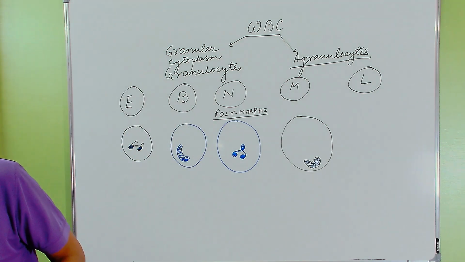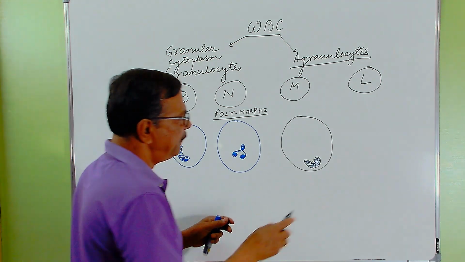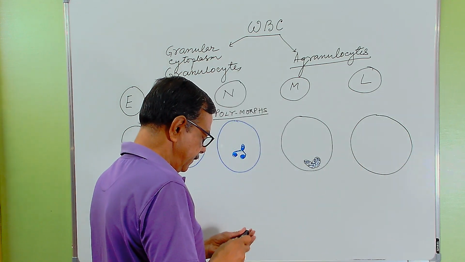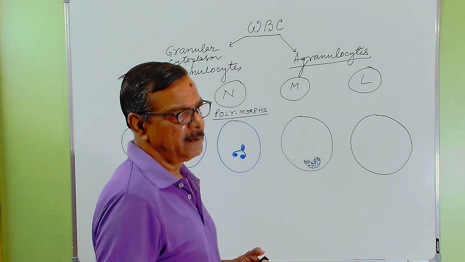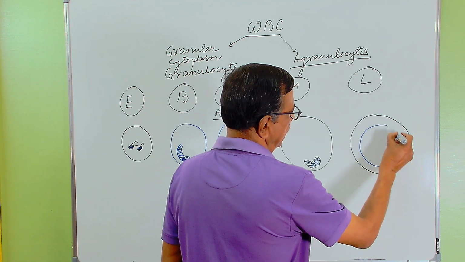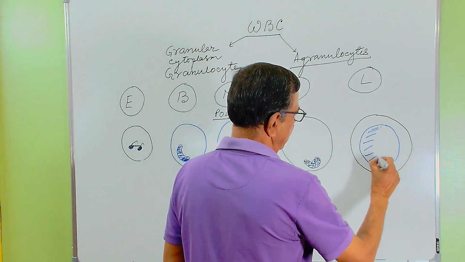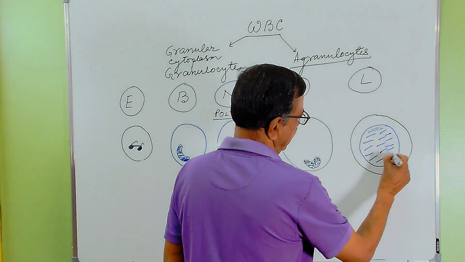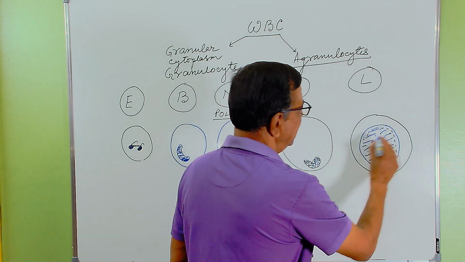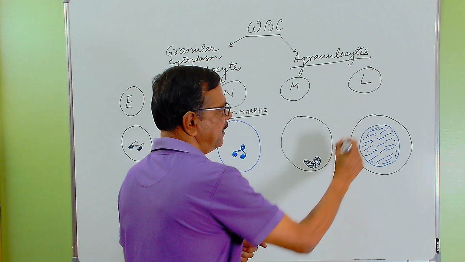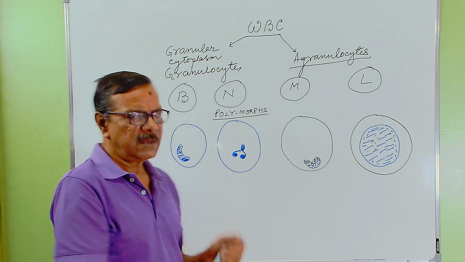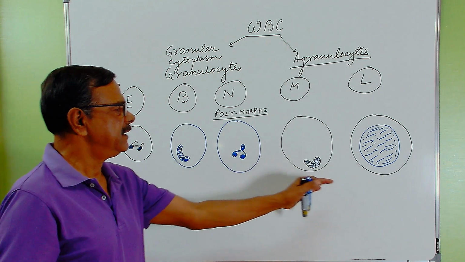Then we come to lymphocytes. Lymphocyte, this is the cell, and the nucleus occupies almost the entire cell. Almost the entire cell is there, and it keeps the cytoplasm like a ring, a crescent-shaped cytoplasm. So based on the nucleus, we can divide and we can identify.